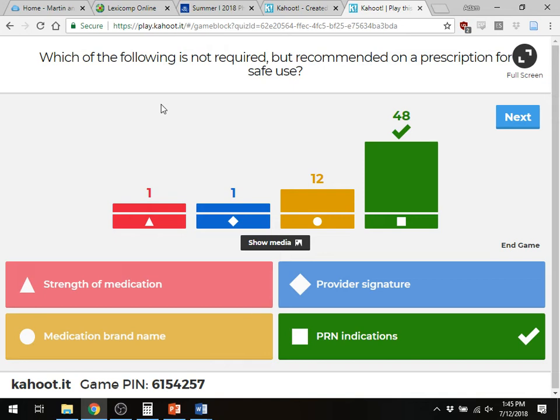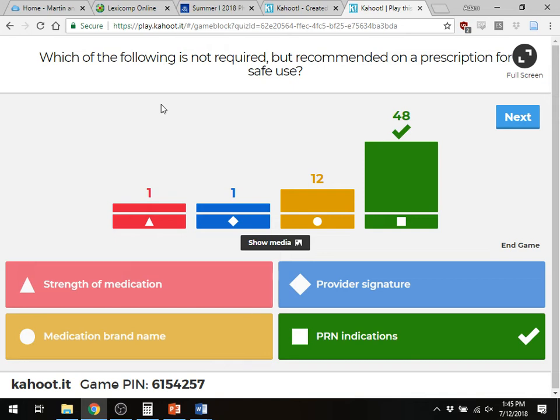So again, you don't very frequently not include the brand name, or if you just write the brand name, we'll be able to figure out what generic to sub it with in those cases. However, PRN indications not required by law. However, very good to have on there. So for instance, if you had a script that just says, hey, take this as needed. Well, what is it as needed for?